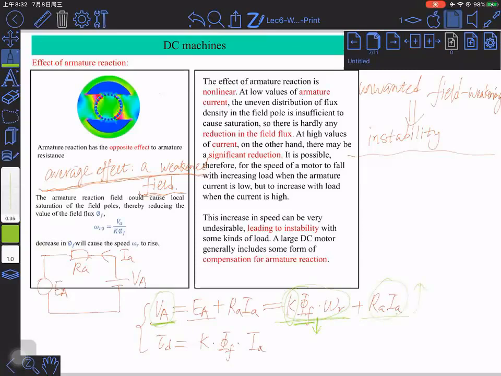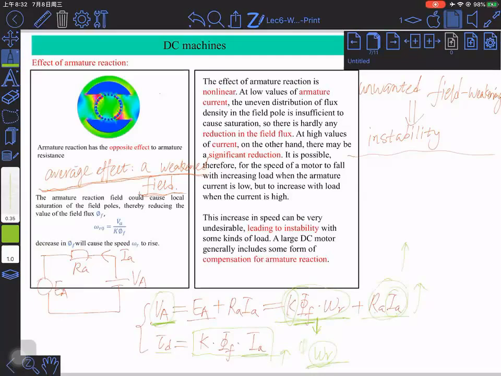How to make it bigger? RA is fixed, so IA will become bigger. If IA is increased, this term will be correspondingly increased because it's proportional to IA. That means we have an increased torque. And increased torque produces what? Acceleration. And this acceleration further increases the speed, right? That's how it works.